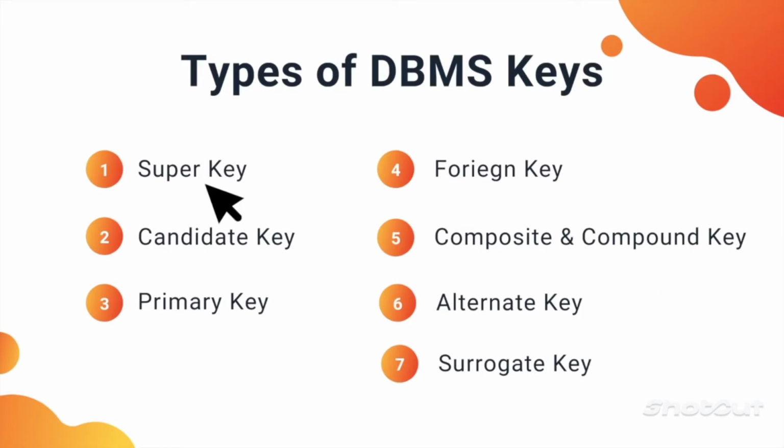So we will be starting with super key, then we will move on to candidate key, then primary and alternate keys, then the foreign key, which is different from all others and serves a purpose which none of the other keys do, and then we will cover the remaining keys, which are composite, compound, and surrogate.